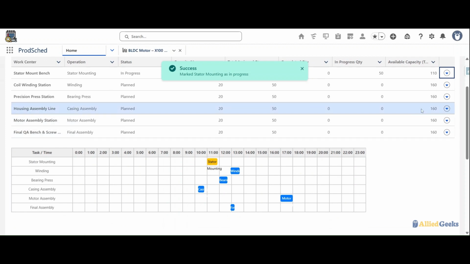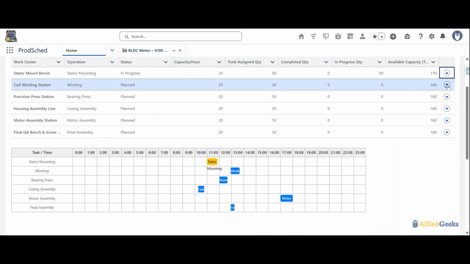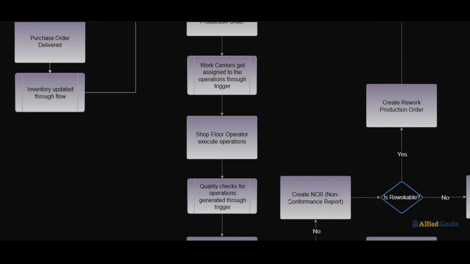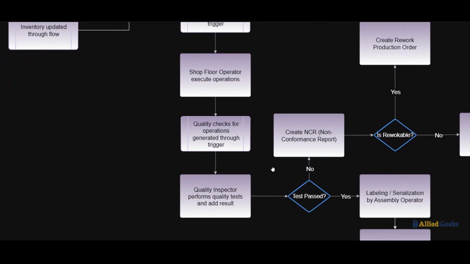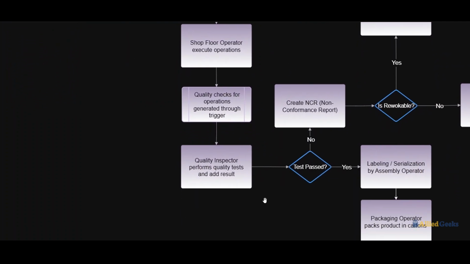Additionally, they can visualize their tasks and timelines through an interactive Gantt chart for better clarity and coordination on the shop floor. Once manufacturing operations are completed, or at predefined checkpoints such as after assembly or testing, the process moves into the quality control phase.